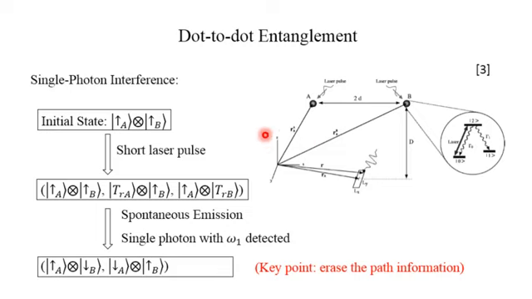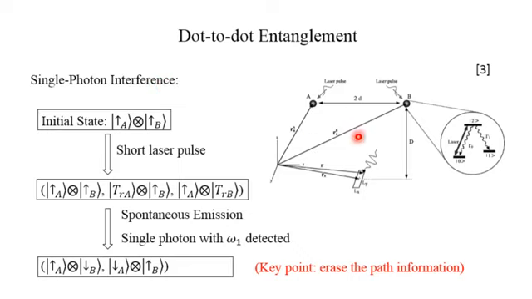So far we have talked about photon-electron spin entanglement of one single quantum dot. In fact, there is another way for three-level quantum dots to entangle with each other. I call it dot-to-dot entanglement. It is based on the idea of single photon interference, proposed in 1999.